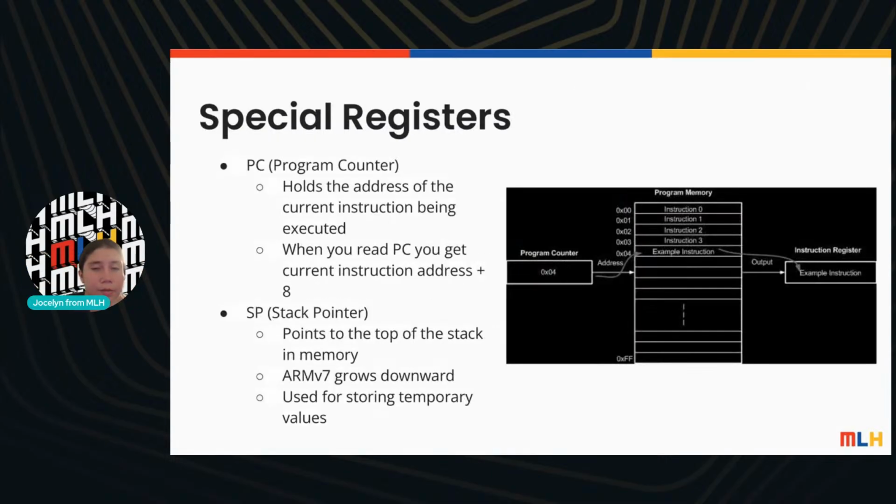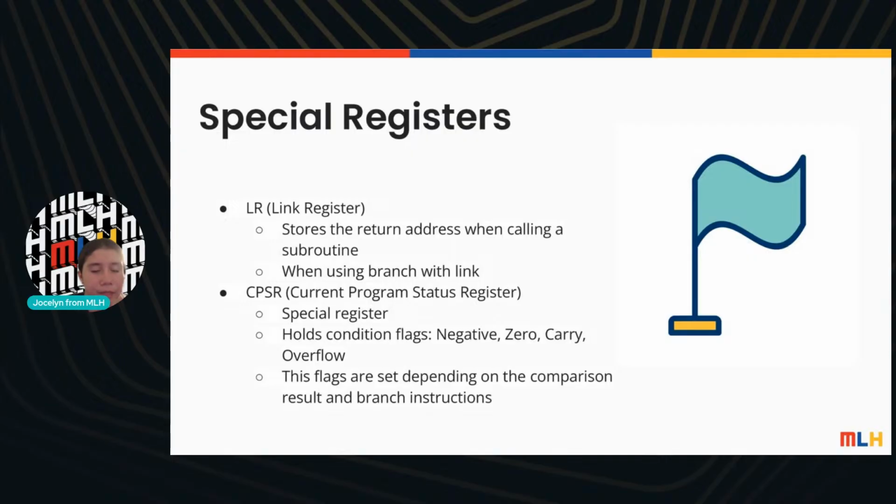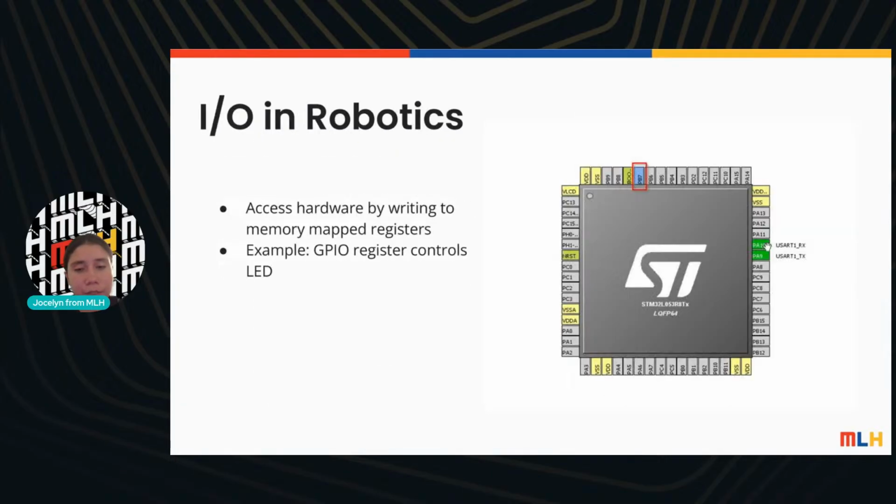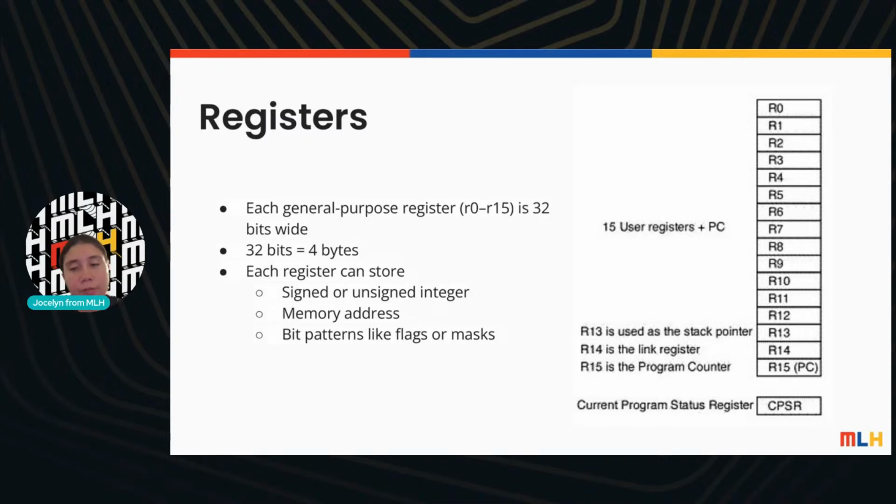All right, so let's move on. There are also two other types of special registers. We have the link register, which basically stores the return address when calling a subroutine. We have the CPSR, which is the one that holds condition flags. If I want to explain these, I need to explain a lot of things, so maybe let's just say that CPSR is a really specific register. If you see down here, it's all the way at the end.